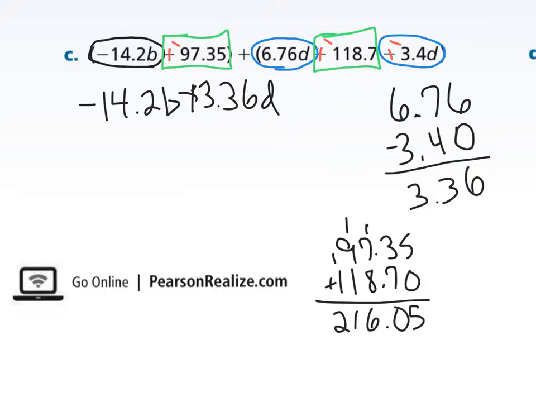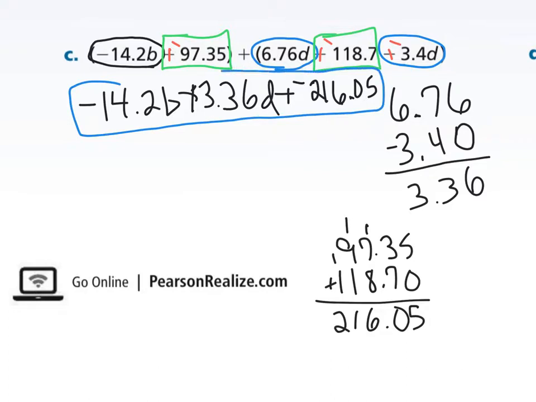Those were all negatives working together. So we got a bunch of negatives here. So that's, you could say plus negative 216 and 5/100, or you could just say minus 216 and 5/100. None of those are like terms, so we should have this simplified correctly.